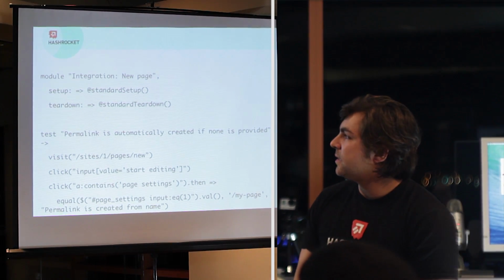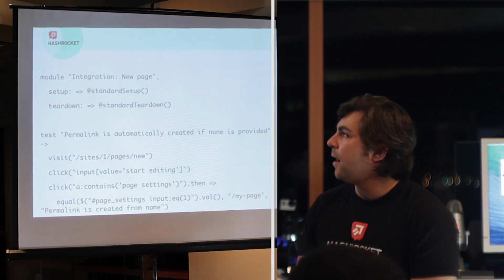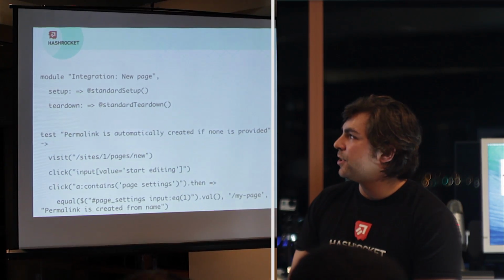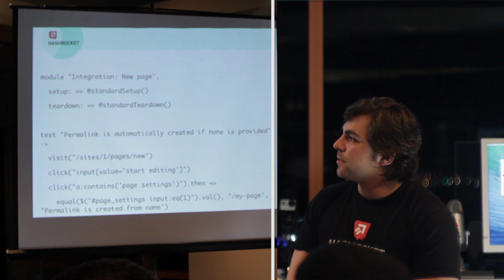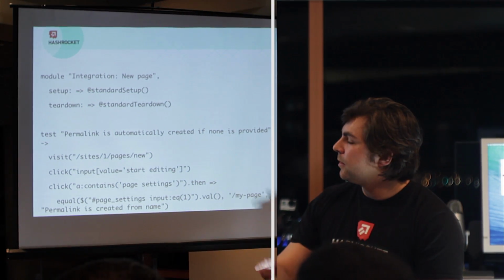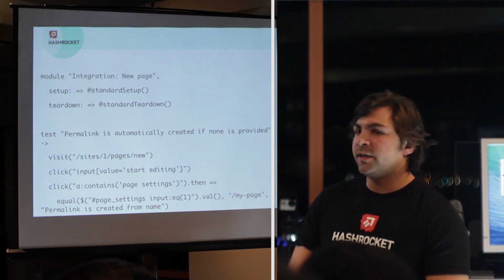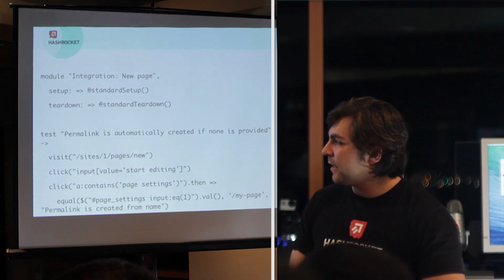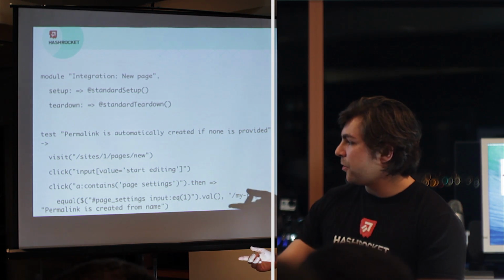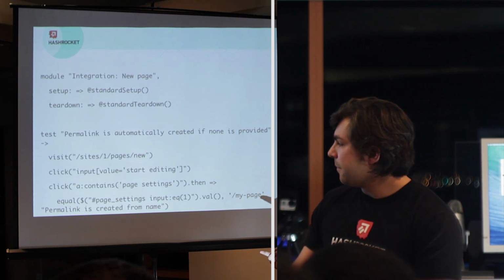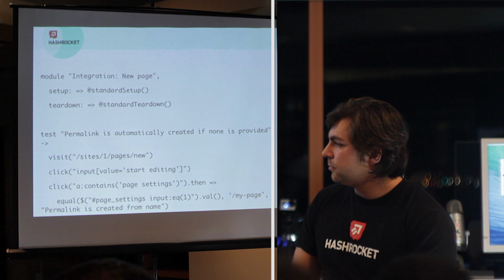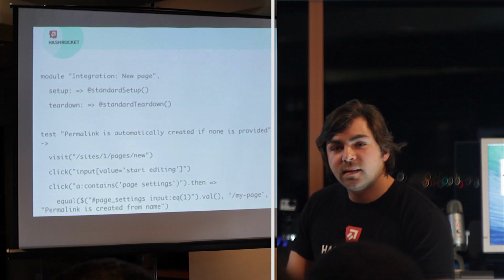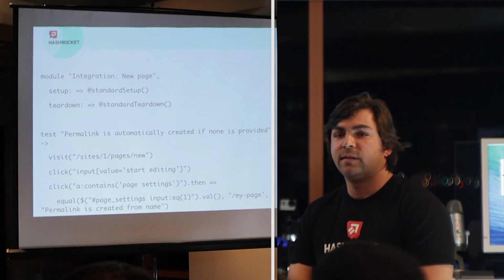So here's a test. This is something we wrote. You're visiting a page builder. So you start with module. You give it a setup and teardown function. We just have extracted those to standard functions. And then you have test, comma, function. So you visit the page, and then you click a button that says start editing. Then you click the link that says page settings and make sure that the first input got parameterized. So then that thing works. And that runs really fast. It's like Capybara. Yeah, the testing helpers are.